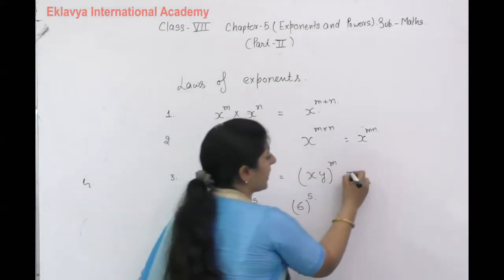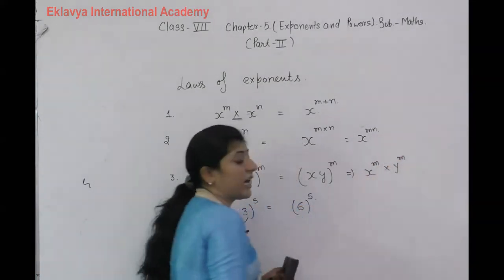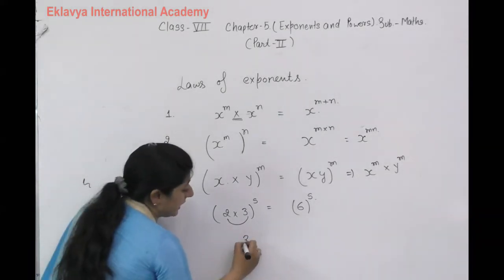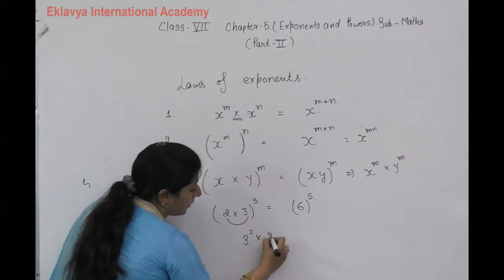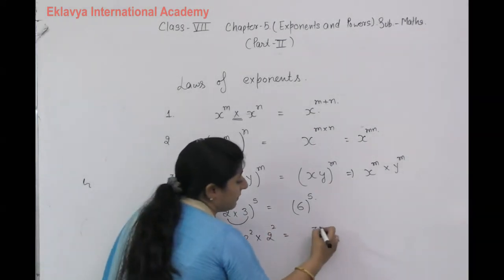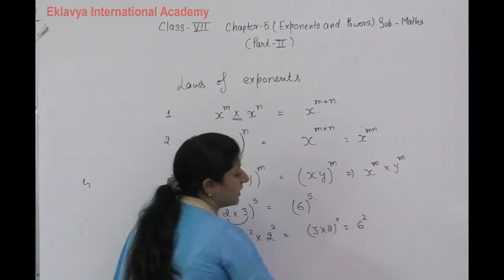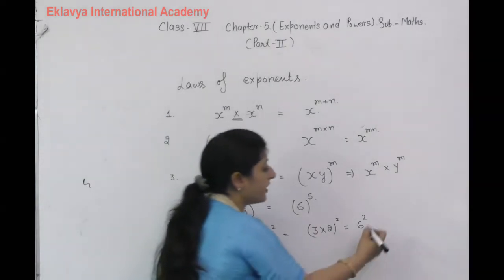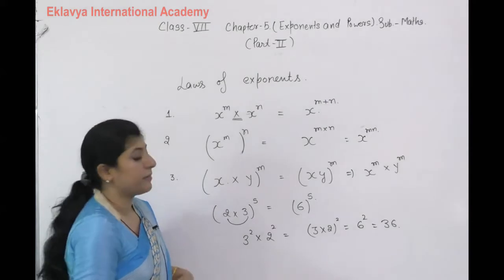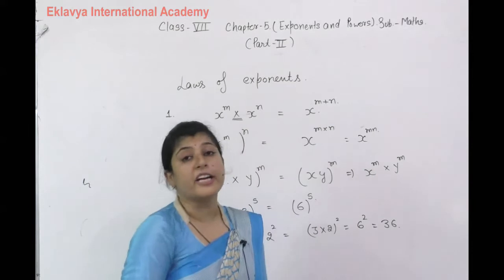Or you can write it like this also: x power m multiplied by y power m. Suppose 3 power 2 into 2 power 2. Then what can we write? 3 multiplied by 2, whole power 2, is equal to 6 power 2. If you solve it, you get 36, 6 multiplied by 6, that is 36. So this is the third law of exponents.